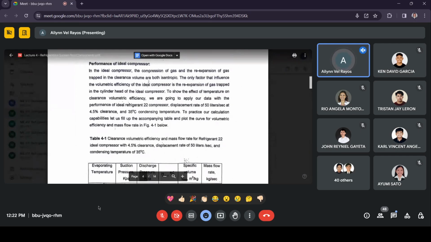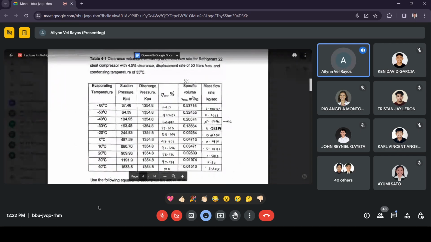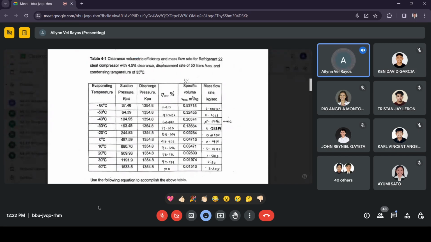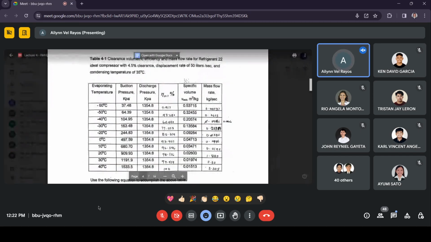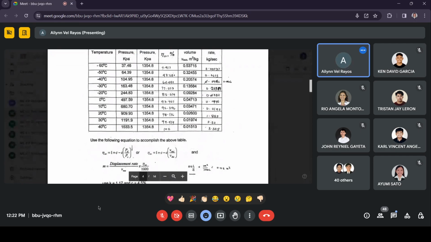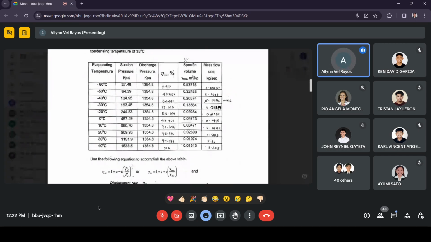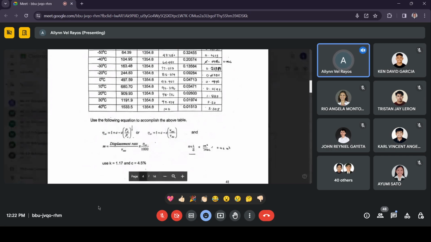So ang ipagagawa ko na lang sa inyo is itong table na to. Pero may laman na naman siya. So itry nyo lang kung magiging tama yung mga laman nito. So paano ba siya i-compute? Ano ba yung formula natin for clearance volumetric efficiency? So that is 1 plus C minus C times the ratio of discharge and suction pressure raised to 1 over K. So ang wala lang tayong value dito is yung 1 over K. You can use 1.7 and clearance of 4.5%.